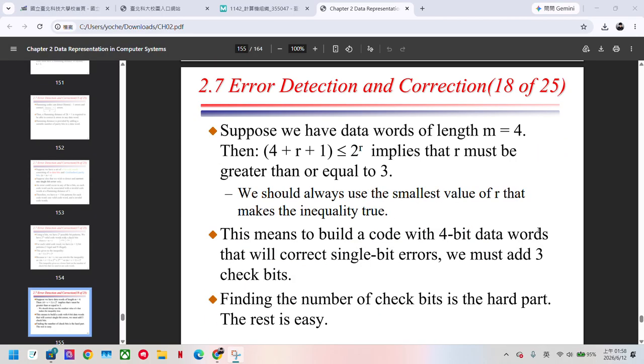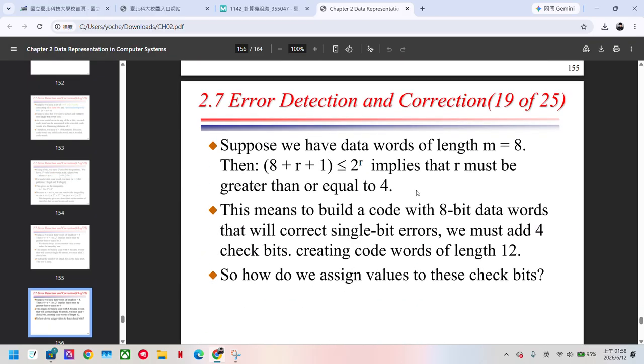For a 4-bit data word, the inequality implies r must be at least 3. Thus, we add 3 check bits to correct single bit errors in 4-bit data. For an 8-bit data word, the inequality implies r must be at least 4. This results in a 12-bit code word. The real challenge is determining how to assign values to these check bits.